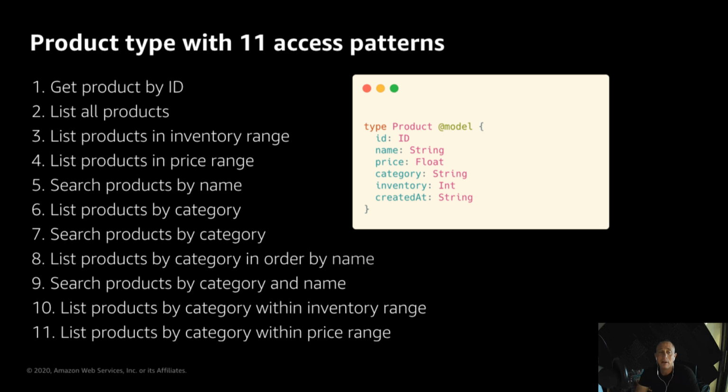We want to list products in an inventory range. We want to list products in a price range. We want to search products by name. We want to list products by category. We want to search products by category. We want to list products by category in order by name. Search products by category and name. List products by category within an inventory range, and then list products by category within a price range. So that's a lot to kind of take in.